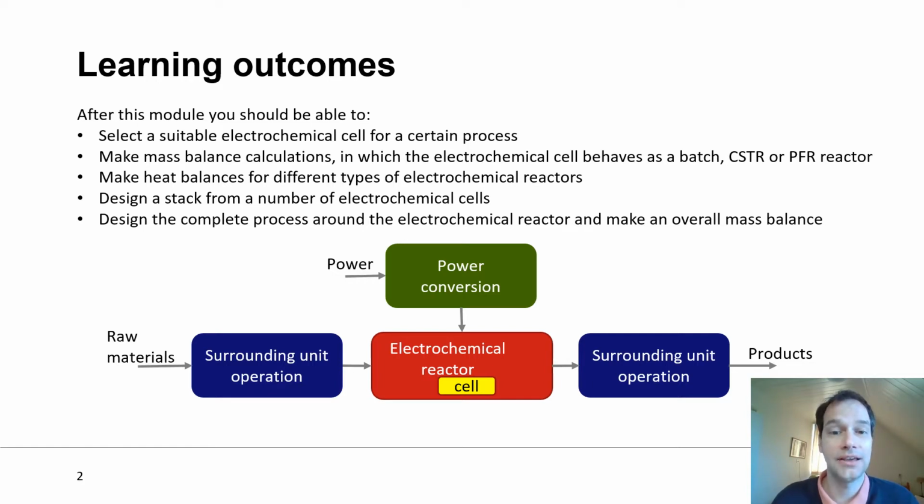And here in this picture you basically see the interplay between all these components. So you have the electrochemical cell being part of a larger electrochemical reactor. We need power input into this reactor. We typically have power conversion for that. And we have a number of surrounding unit operations around the electrochemical reactor that help in the conversion of the raw materials to the products.